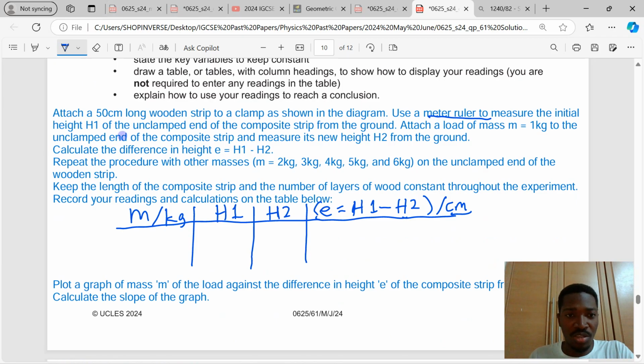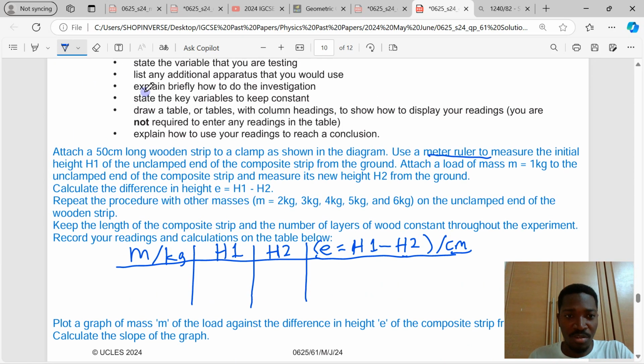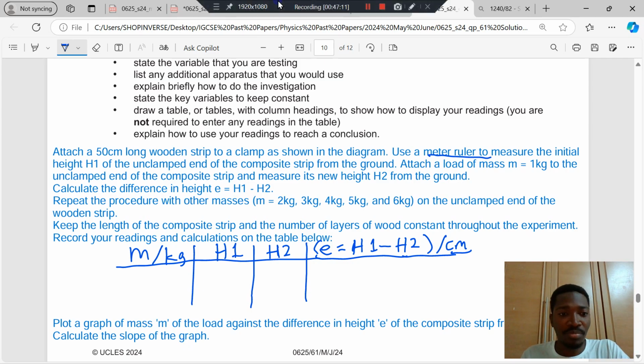So once you do this, make sure you are very careful. I've explained briefly, I've stated my key variables to keep constant during my experiment. I've drawn my table. I've explained how I use my values to get my conclusion. That's it. Once you do that, you get all your answers.